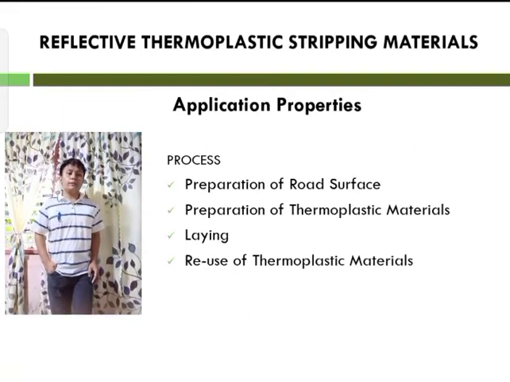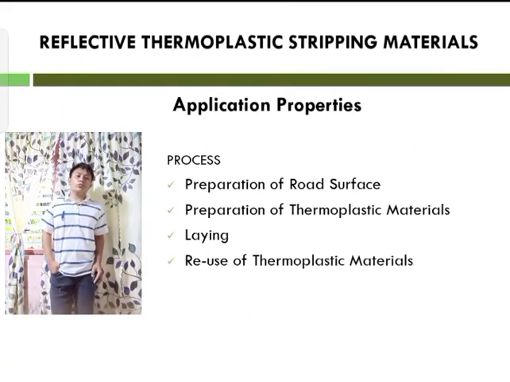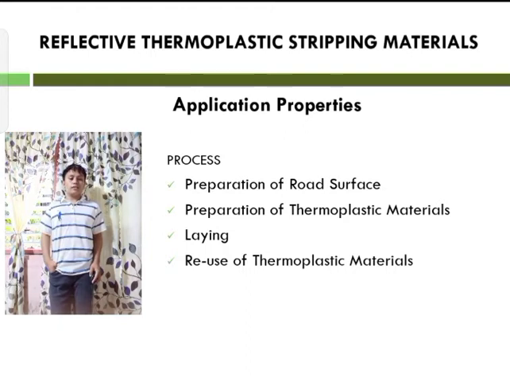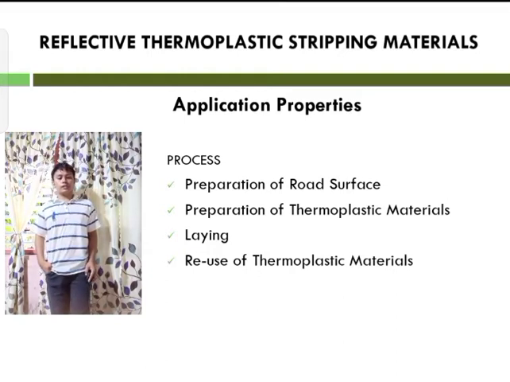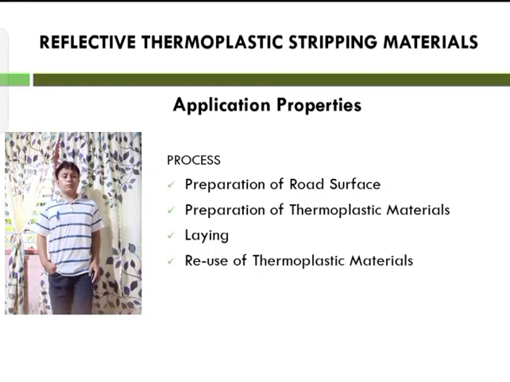So still under the application properties, we have here the process. The process for applying the reflective thermoplastic striping materials. So we have the preparation of road surface. We need to ensure that our road surface is free from foreign materials or dirt. The next is preparation of thermoplastic materials. Here we need to ensure that our thermoplastic materials have the standard composition and standard qualitative requirements. And we also have the laying and the reuse of thermoplastic materials.